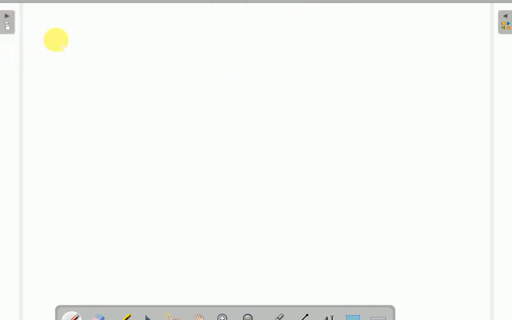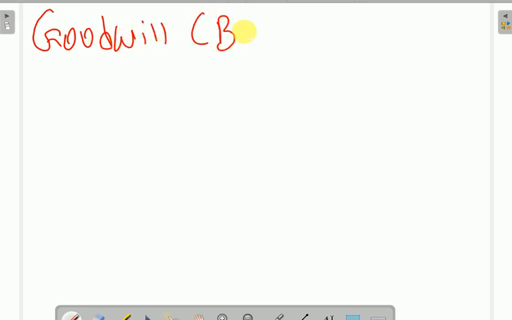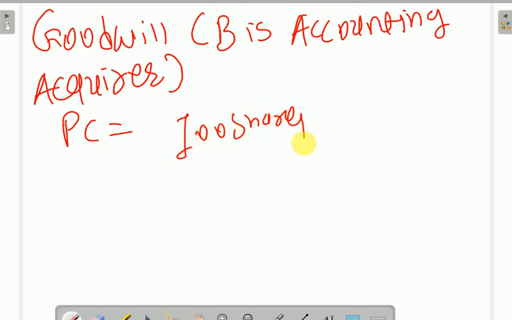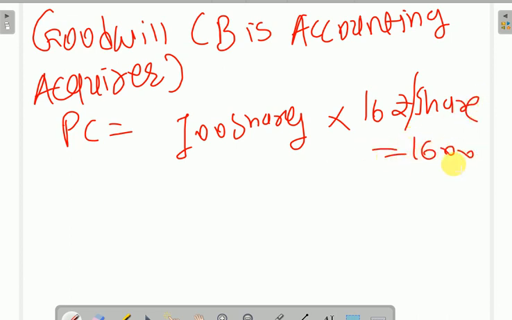ठीक है, तो हम ये गुडविल भी किसके पॉइंट ऑफ व्यू से निकालनी है? बी के पॉइंट ऑफ व्यू से। बी इज अक्वायर, बी इज अकाउंटिंग अक्वायरर। अगर बी अकाउंटिंग अक्वायर होता है तो बी ने परचेस कंसिडरेशन कितना दिया? 1600। उसके पास 100 शेयर्स थे और हर एक शेयर्स की 16 रुपये प्राइस है। 100 शेयर्स इंटू 16 रुपीज़ पर शेयर। तो 1600 पीसी हो गया। उसके सामने उसको नेट असेट्स कितने की मिली?